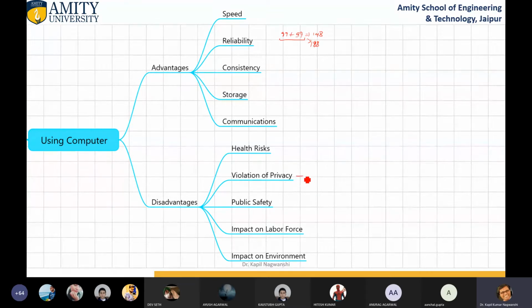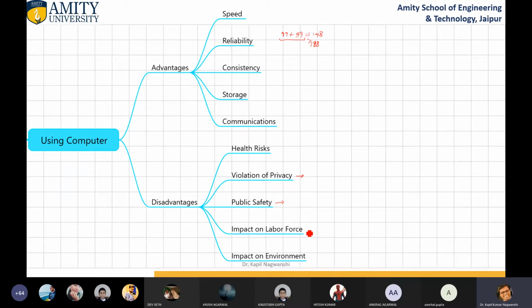Violation of privacy. So you must know that nothing is private in this digital world. Even your passwords, even your photographs. Once this comes to the internet, it will be available anywhere. So be careful when you are recording anything. Don't record anything obscene or objectionable. Then public safety was a traditional issue. Nowadays, it is not a big problem.